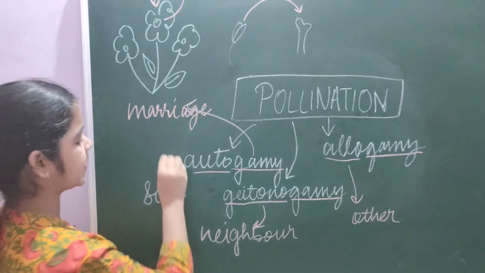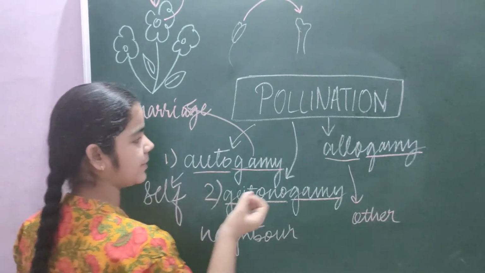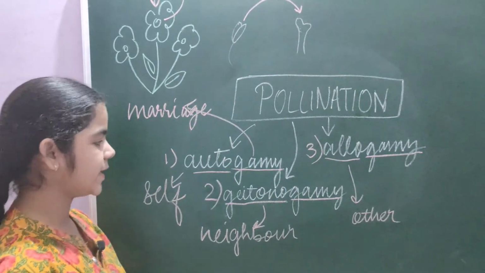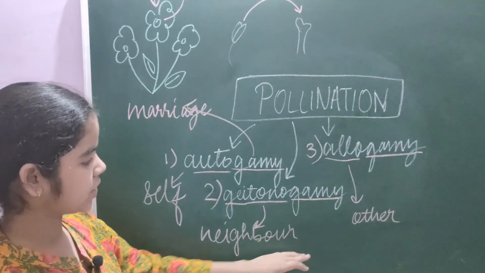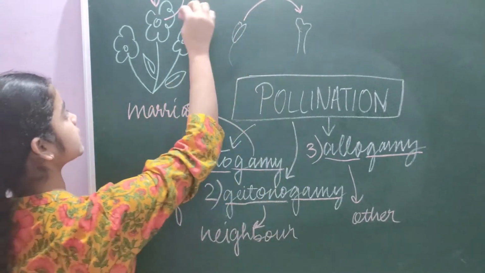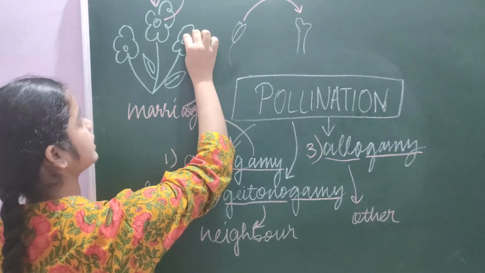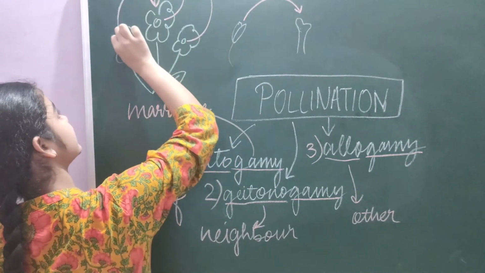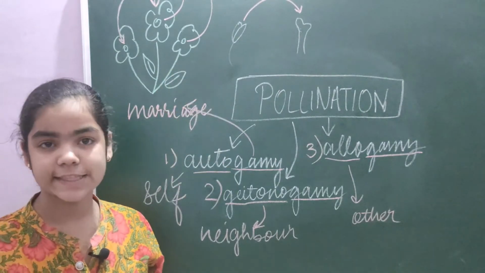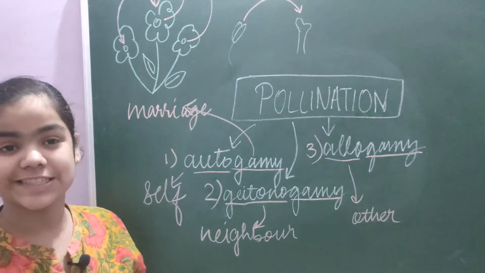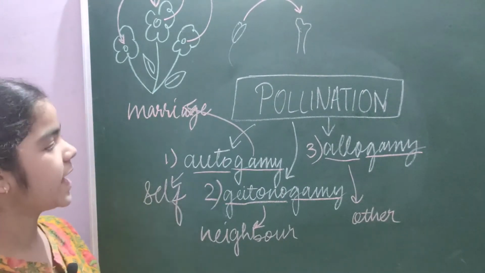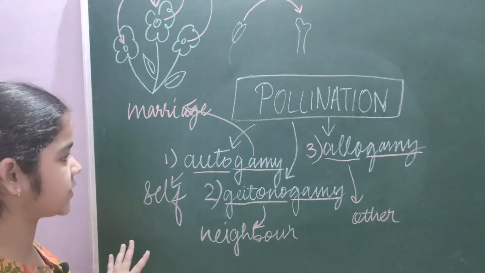The next term is geitonogamy. Geitono means neighboring and gamy means marriage, right? So when it comes to geitonogamy, it is neighbor marriage, to the neighboring flowers but of the same plant. So it may occur that the pollen grain from here may come to this flower. So the transfer of pollen grains from the anther to the stigma of a different flower of the same plant and of the same species is termed as geitonogamy. Now this much is clear.